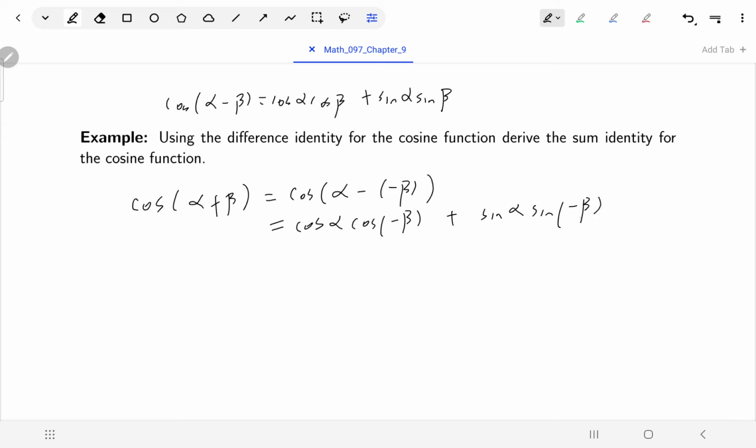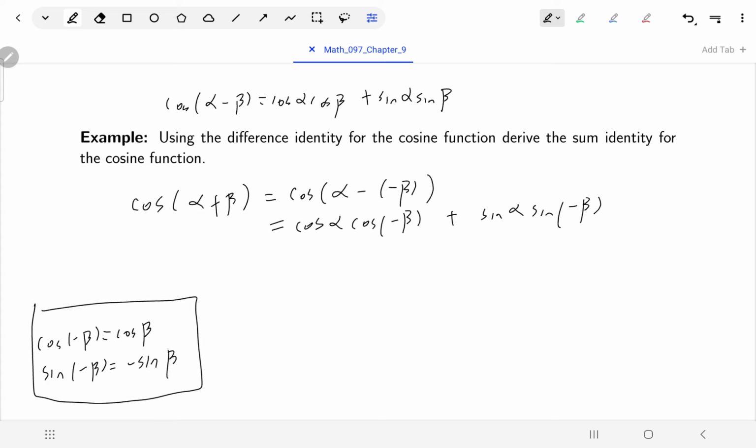And now, the only thing left for me to do is use a couple of identities that I know. One is the fact that cosine is an even function. I know that cosine of negative beta is the same thing as cosine of beta, because cosine is even. And I also know that sine is odd, that sine of negative beta is negative of sine of beta. So those are two little identities that I already know.